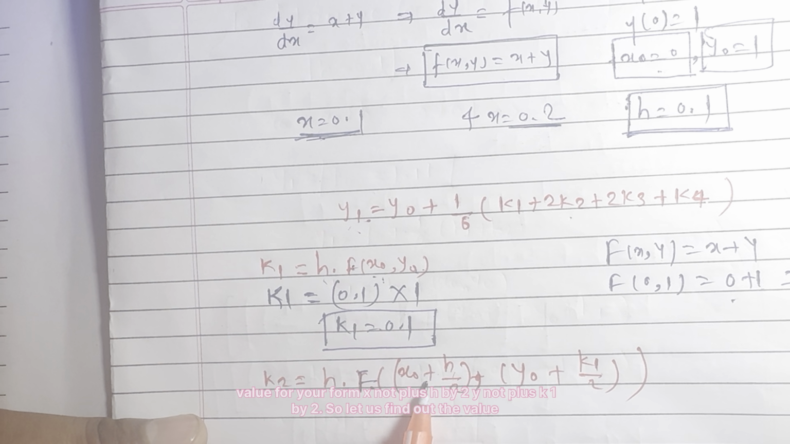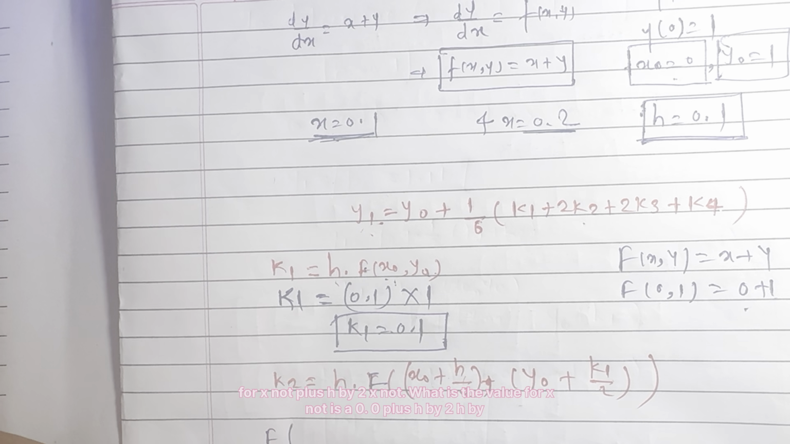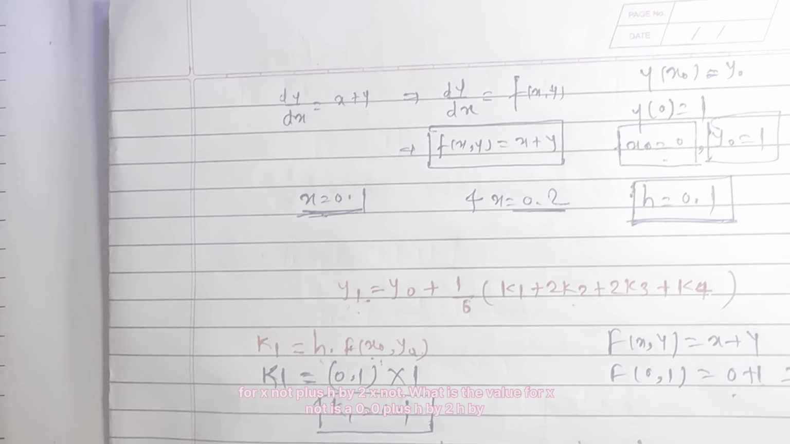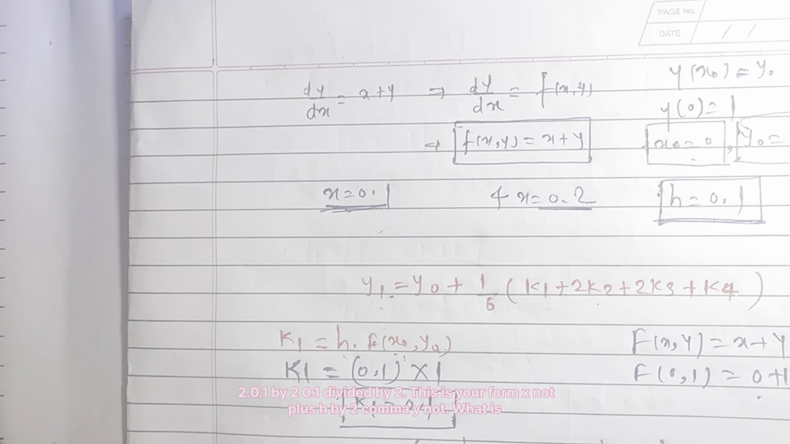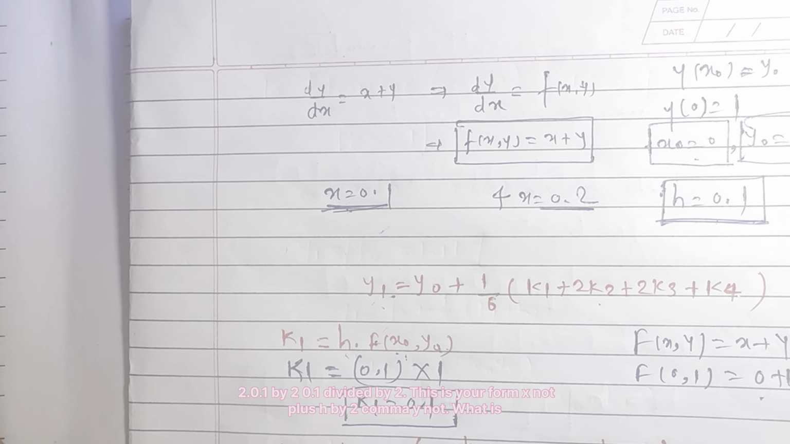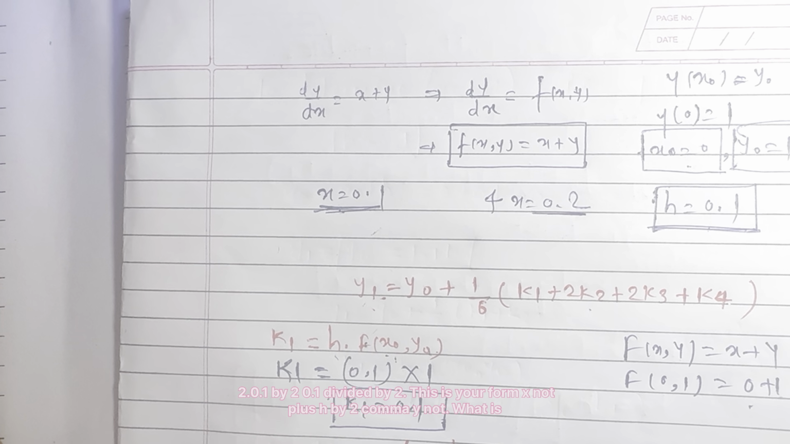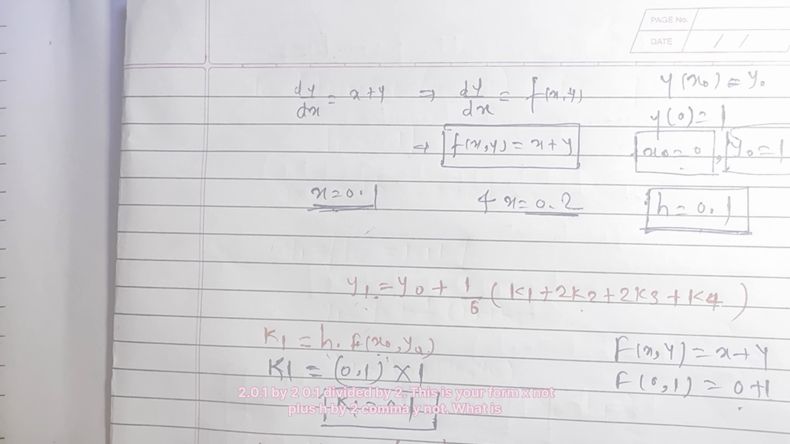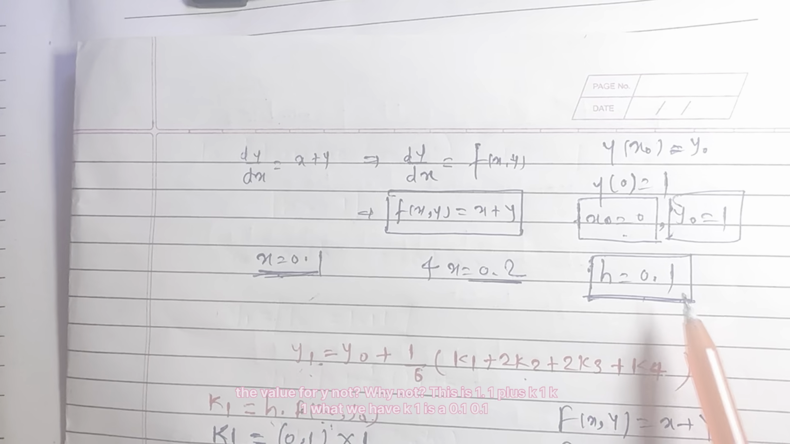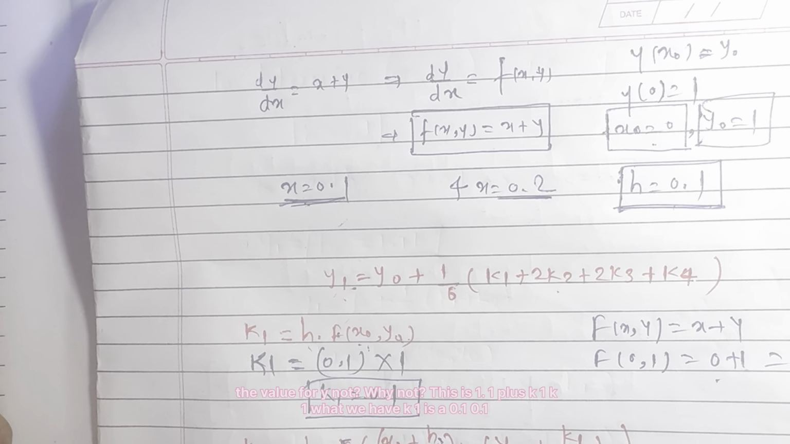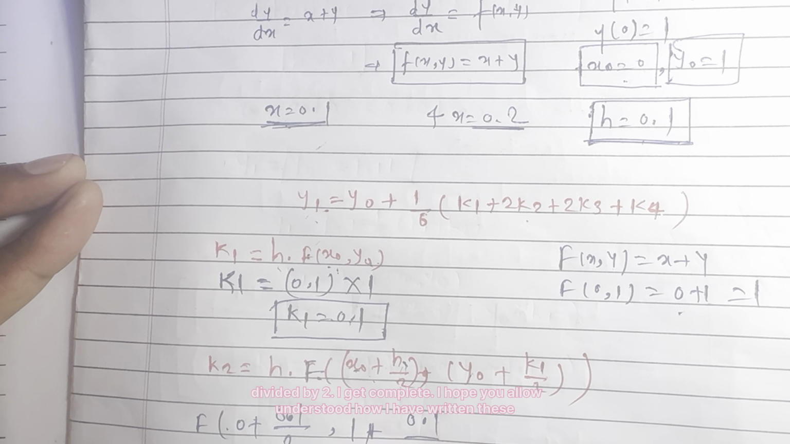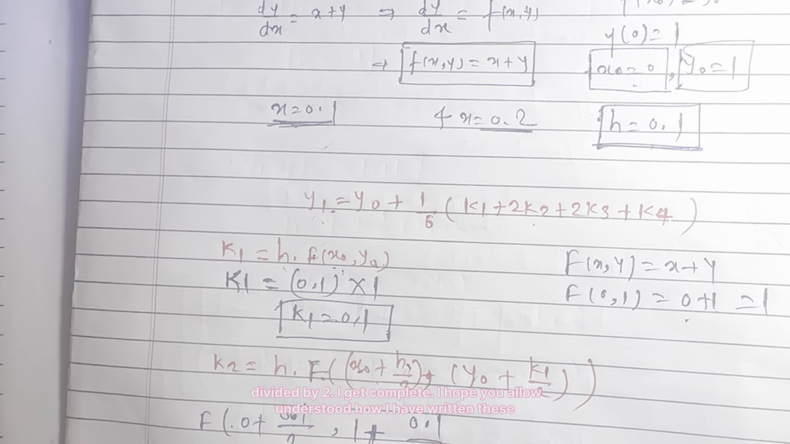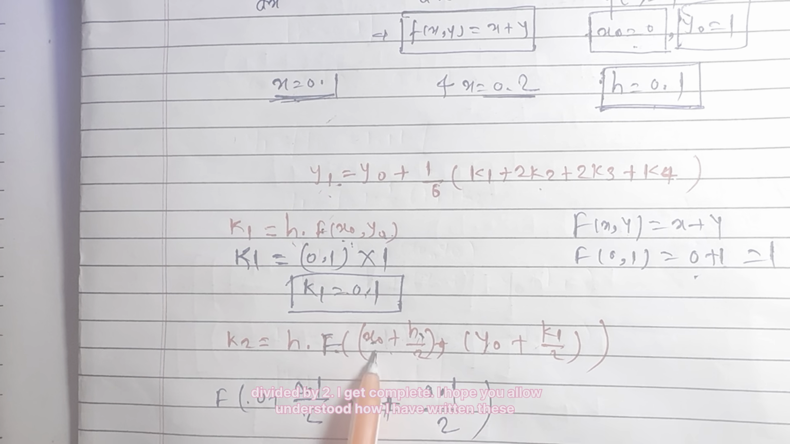So let's find out the value for f of x naught plus h by 2. The value for x naught is 0, so 0 plus h by 2. H by 2 means 0.1 divided by 2, comma, y naught. What is the value for y naught? Y naught is 1 plus k1. K1 is 0.1, so 0.1 divided by 2. Bracket complete. I hope you all have understood how I have written these values.